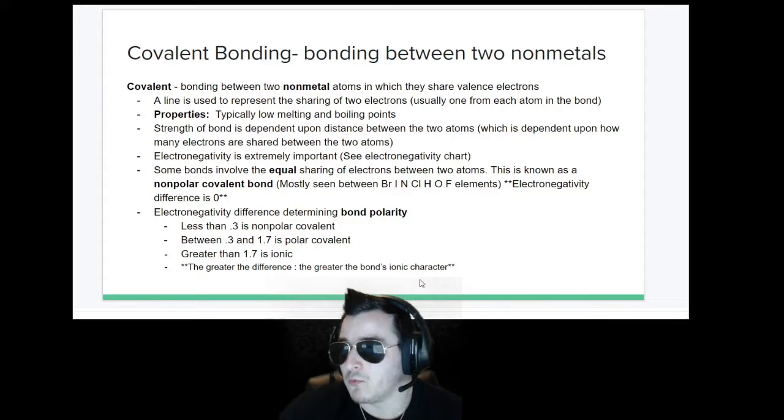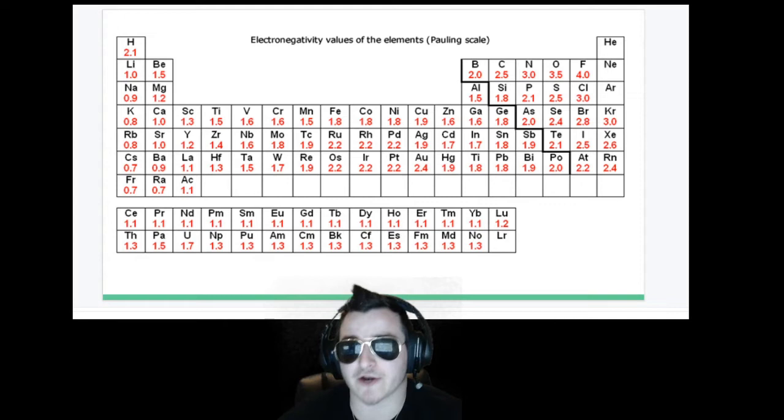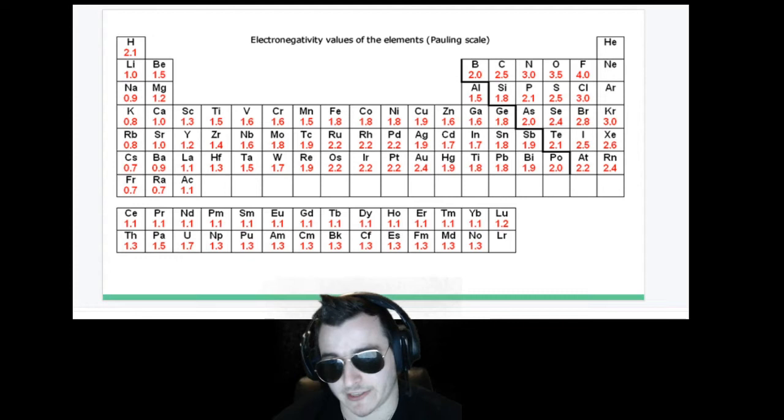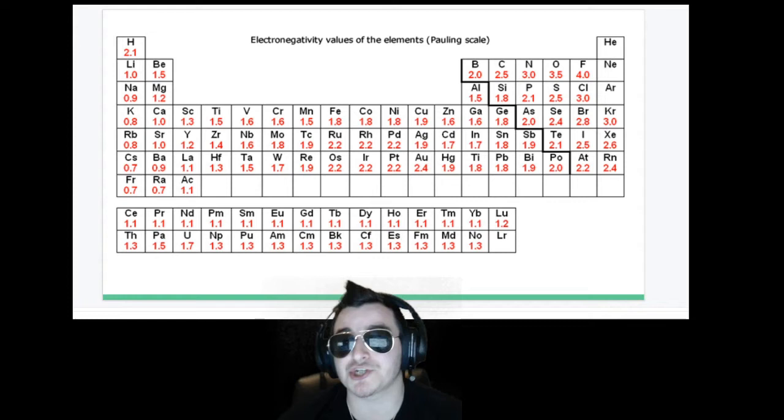We have to look at a different periodic table. We can't use the standard periodic table. This is one that is specific for electronegativity, and this is called the Linus Pauling scale. As you can see, every element has its own electronegativity value. This is how attractive the element is to electrons.